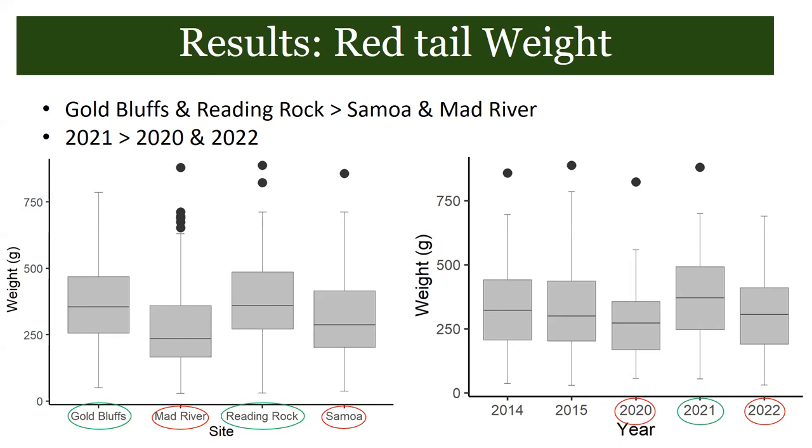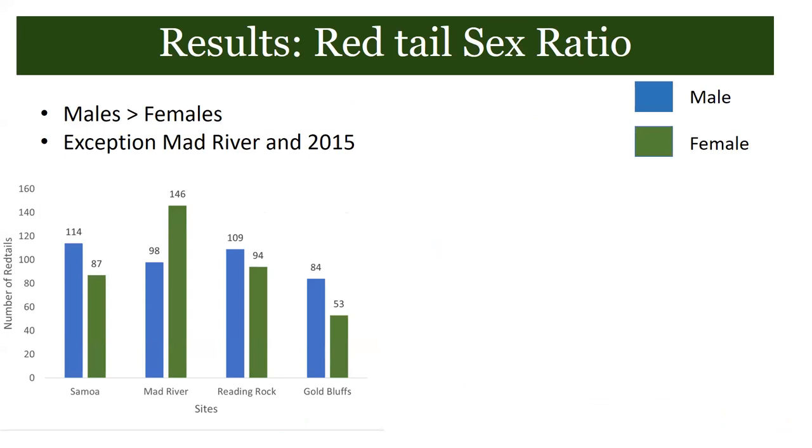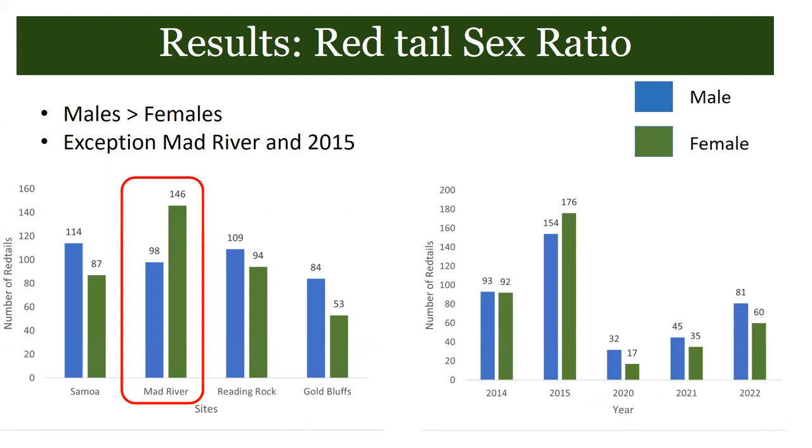Now let's look at sex ratio. And here, instead of using box plots, I'm showing you the total number of fishes that were either male or female per site on the x-axis, the number of fishes on the y-axis. And what we found was that there were usually more males in these different sites, except at the Mad River site, where there were significantly more females than males. When we looked at year, we also found that in general, we had more males than females, except in 2015, where we caught more females than males. And in this case, you see males in blue and females in the green boxes.